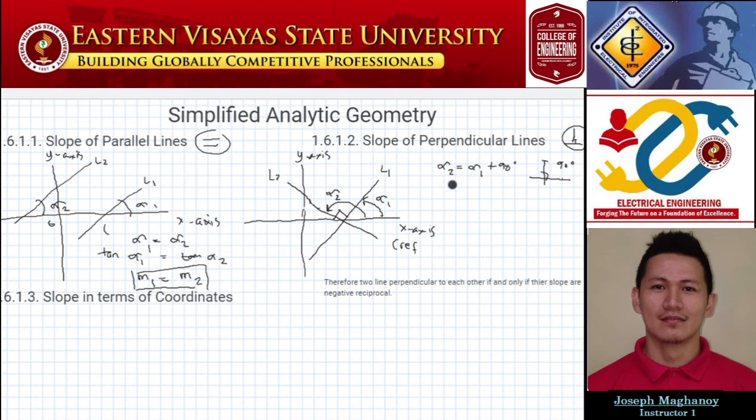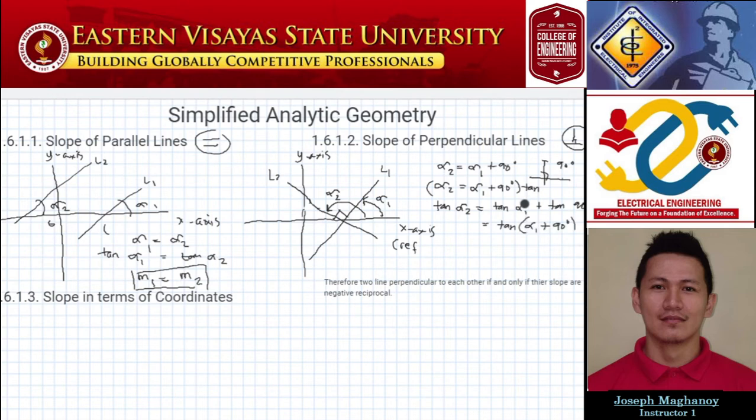Okay, so taking the tangent of both sides, alpha 2 is equal to alpha 1 plus 90 degrees, and taking the tangent of both sides, we can say that tangent of alpha 2 is equal to tangent of alpha 1 plus 90.